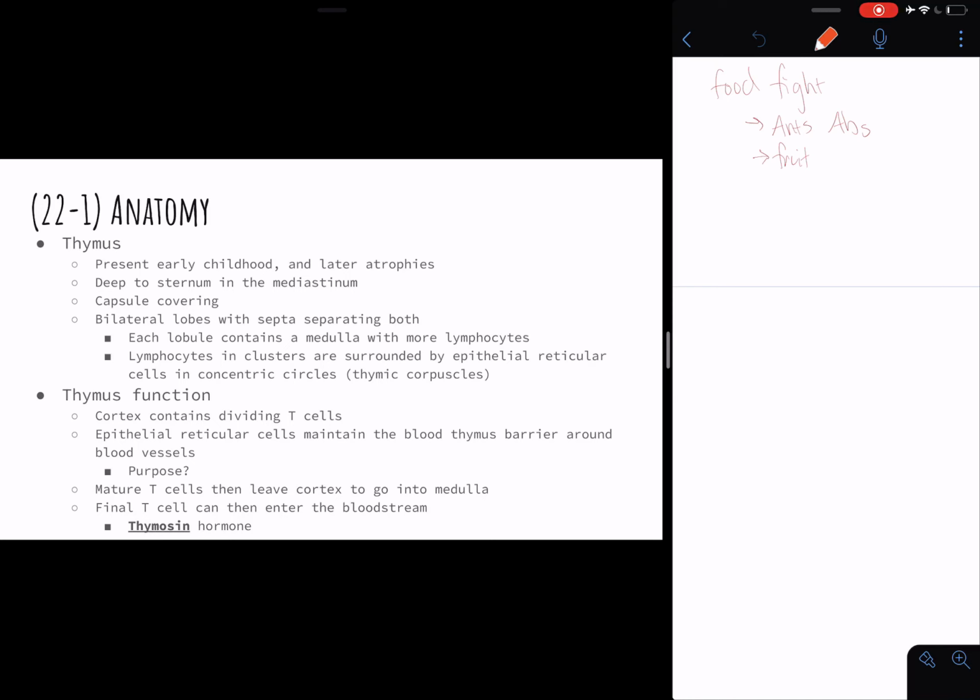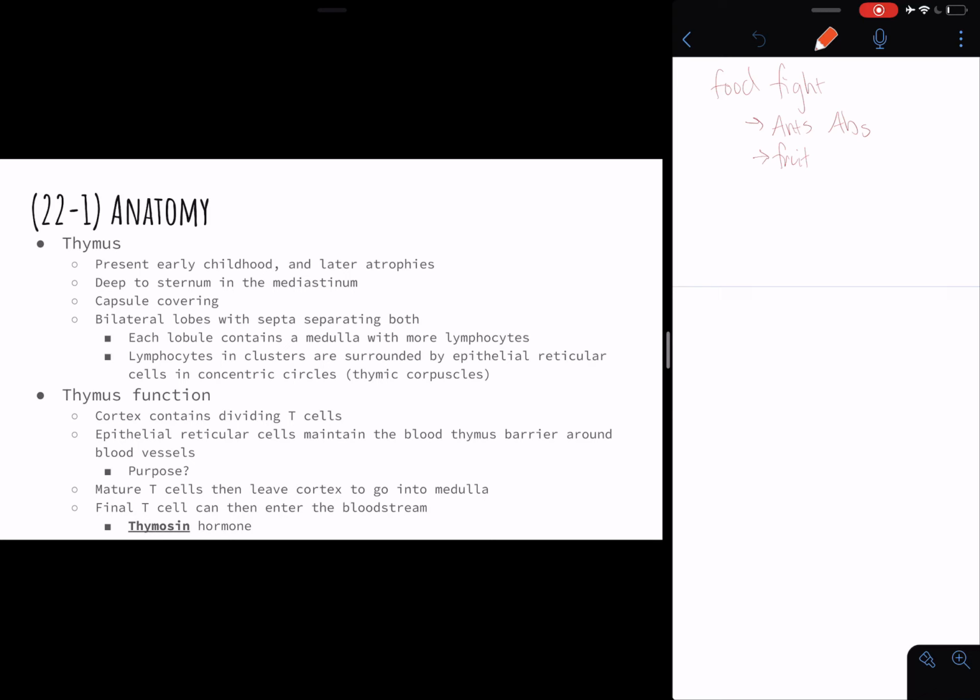If they mistakenly start attacking our own cells instead of non-self cells, then we start going into diseases called autoimmune diseases. Autoimmune, where we're attacking our own self, our own immune system. It's really important that 90 to 95% of those T cells don't make it through this process, so that the 5% that do are the ones that are able to do the job.